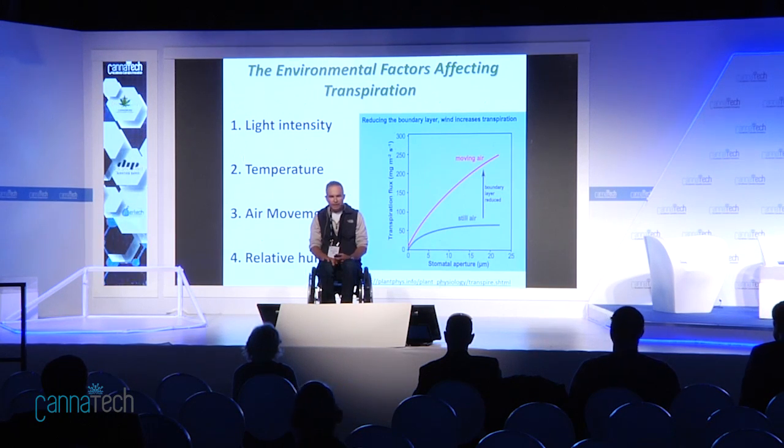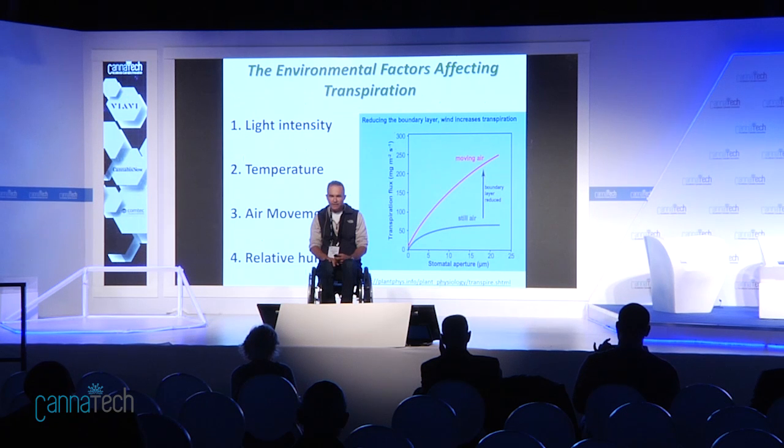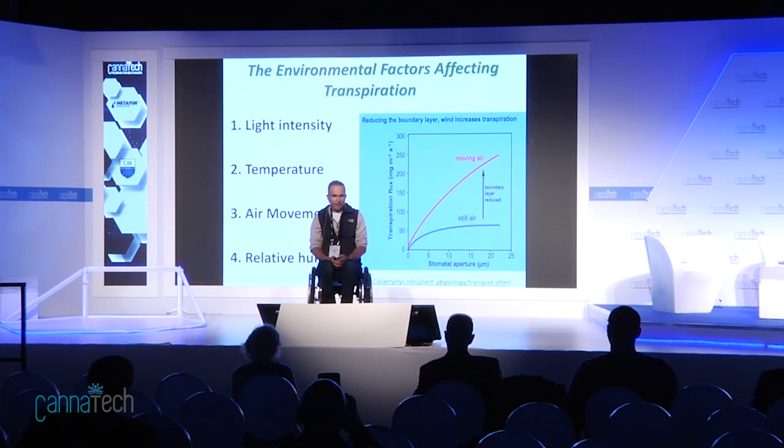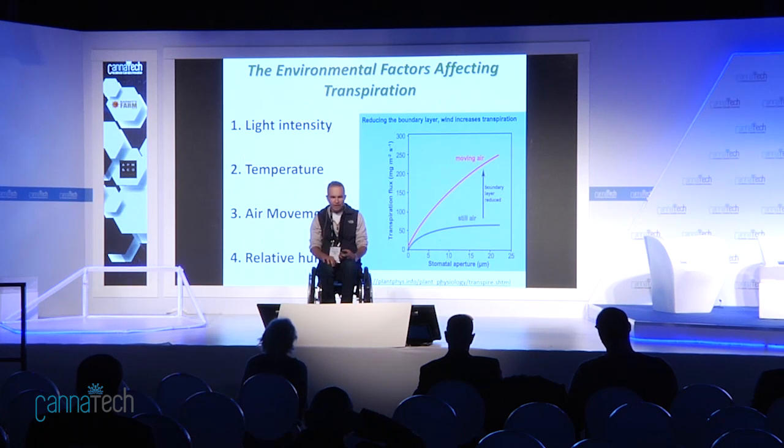There are some environmental factors that affect the transpiration. Of course, we have the light intensity. When we have very high light, up to the point of saturation, we have a process of opening the stomata, so the transpiration flux is increasing. With temperature, when the temperature is high, the transpiration is high. When the temperature is low, it goes down.